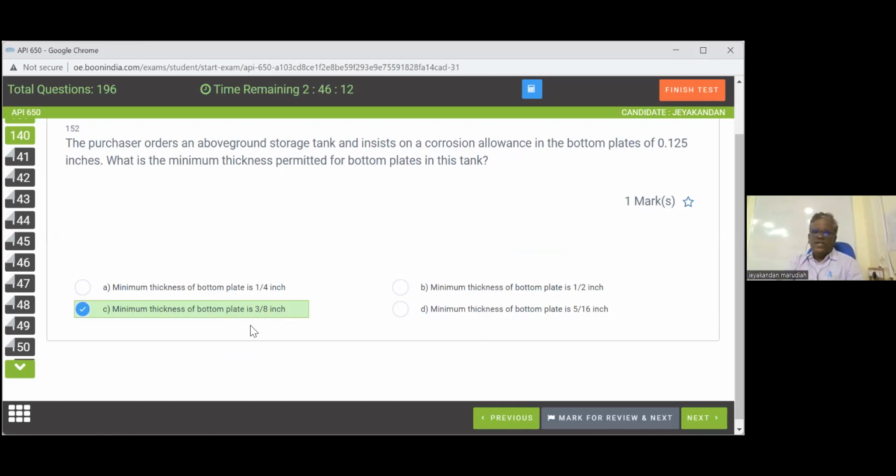0.31 only comes, but we need 0.38. So it is for 3/8 inch. Okay. Next.